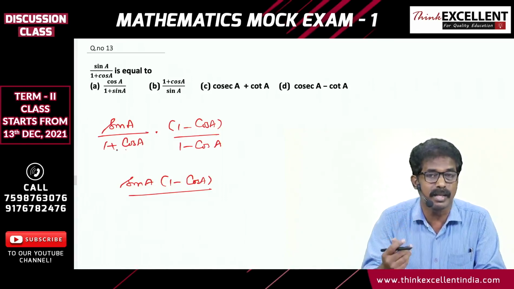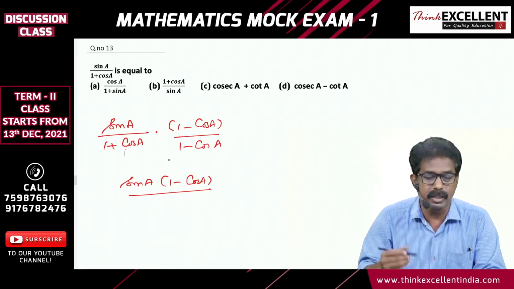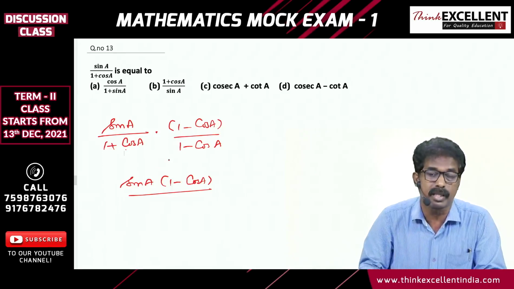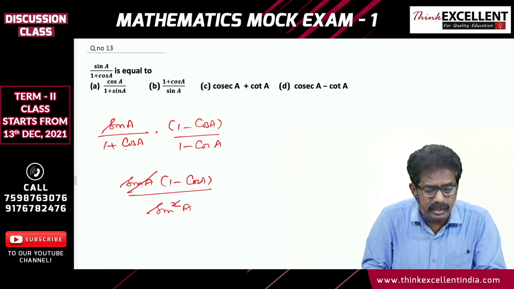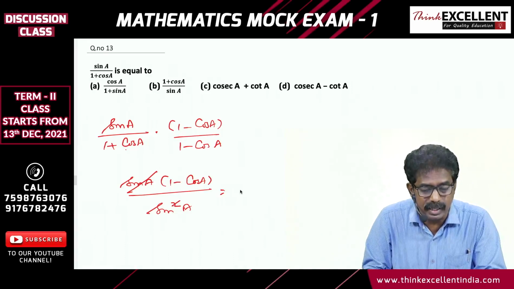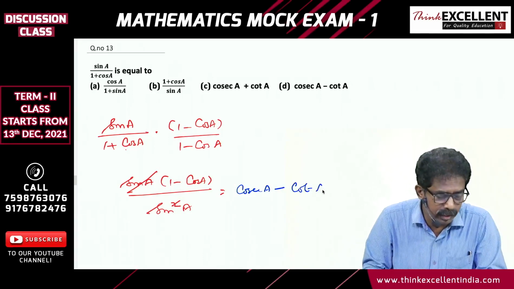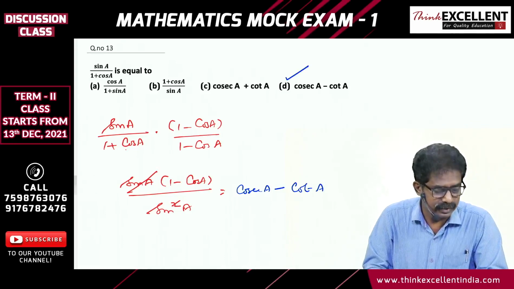So you can save time like that. No need to write steps and all. But at the same time, you should not make mistakes also, right? So A plus B into A minus B is A square minus B square. 1 minus cos square is sine square. So right here, sine square A. 1 sine cancel. Now you split into 2. As I said earlier, 1 by sine A, that is cosecant A, minus cos A by sine A. Cos A by sine A is what? Cot A. So cosecant A minus cot A, D is the correct answer.